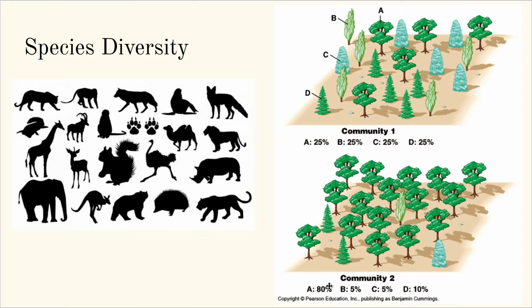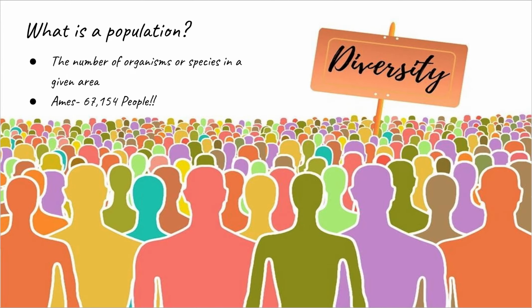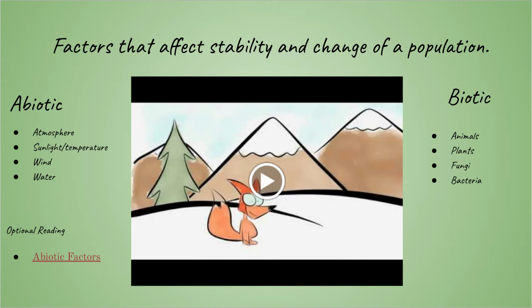So here the number of A is a lot higher than number A in community 1. Like I said, I live in Ames, Iowa, and here in Ames we have a population of 67,154 people. Just a little fun fact. So what factors affect the stability and change of a population?